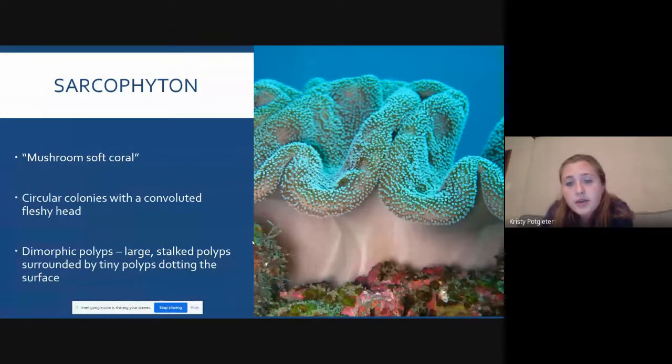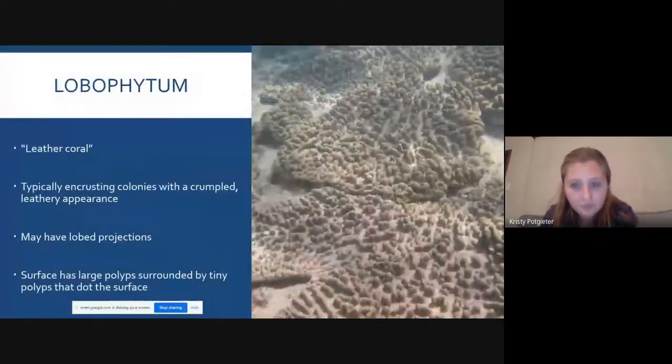They've also got what we call dimorphic polyps. So they have a large stalked polyp that is surrounded by lots of tiny, smaller polyps dotting the surface. And yeah, they're quite common on our reefs. So you've probably seen these as well.